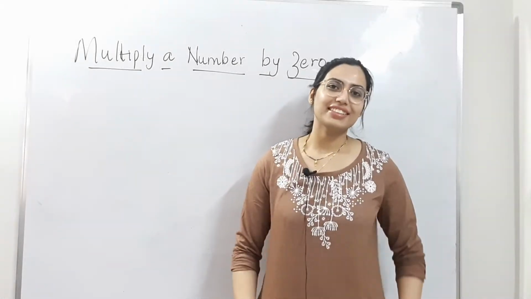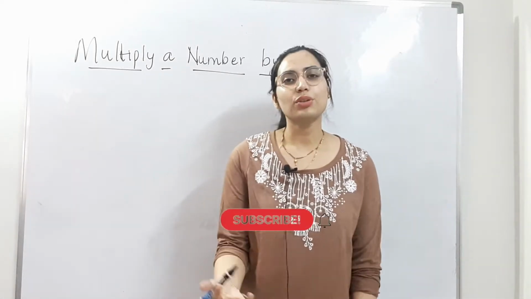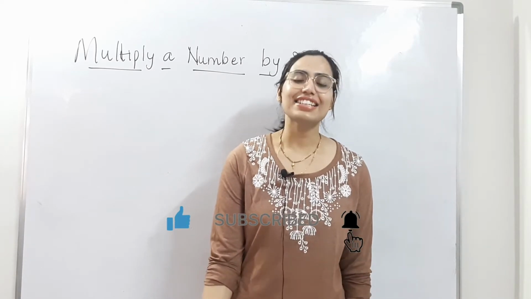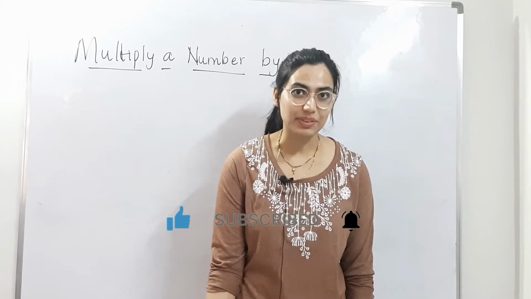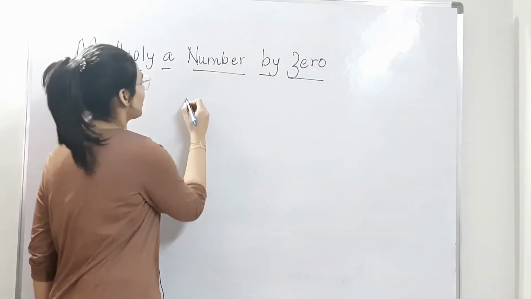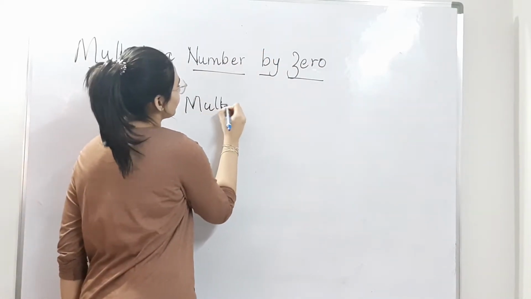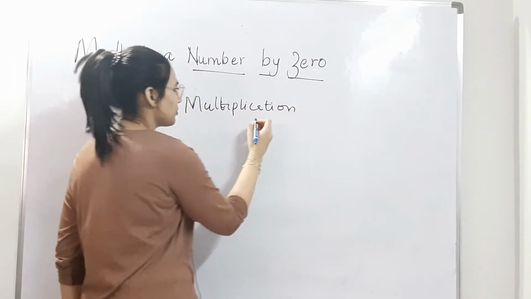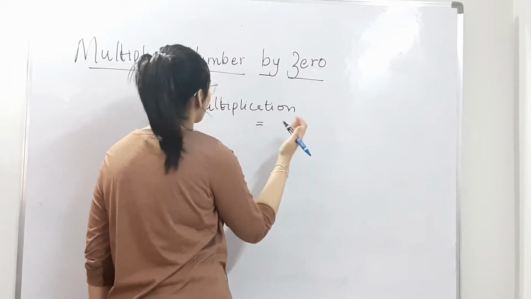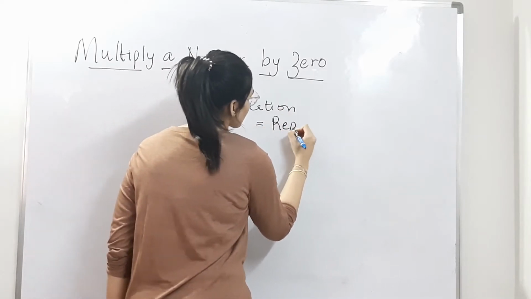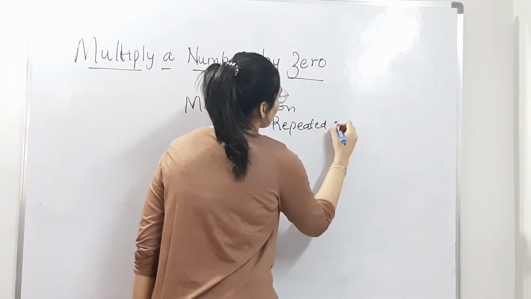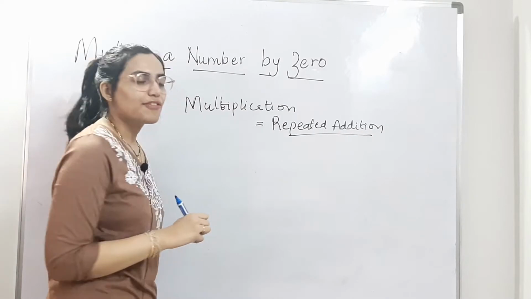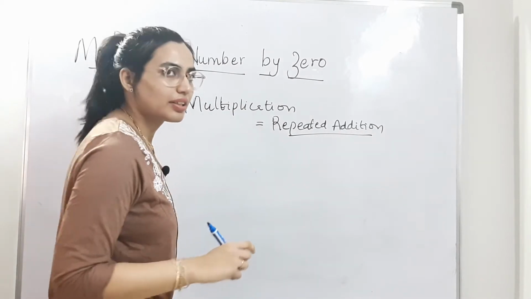What happens if we multiply a number by 0? What do you know about multiplication? I always mention that multiplication and addition are correlated. That means multiplication is nothing but repeated addition. You must have learned this in your preliminary school, right? Before your 5th class. Multiplication is nothing but repeated addition. So what happens if we multiply a number by 0?